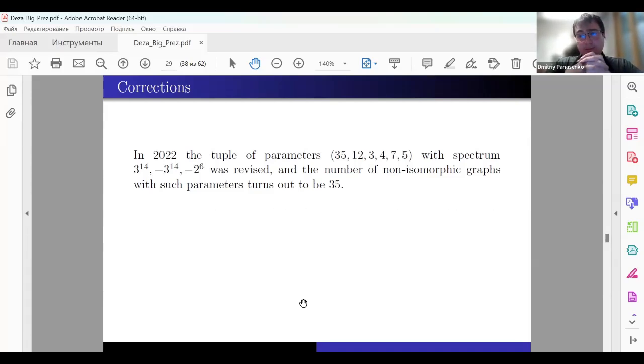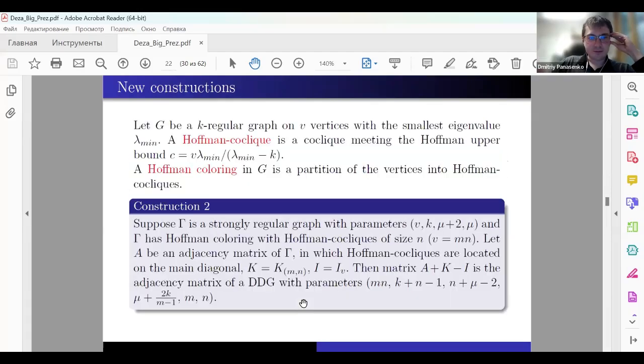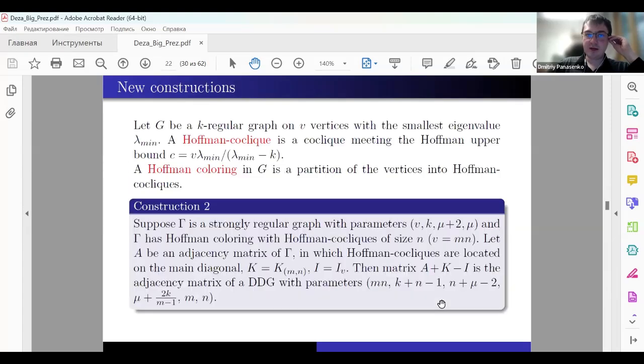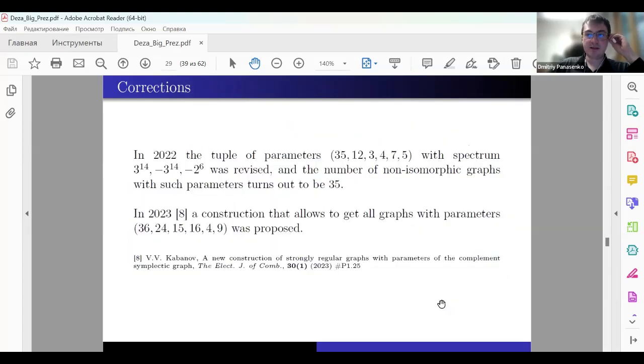The explanation is that we were not enumerating this particular set of parameters because in Meilenberg's master thesis, it was stated that there exist exactly 3,854 divisible design graphs with these parameters. So we decided to skip the enumeration for these particular parameters, but they revised it in 2022, and it turns out that only 35 graphs with these parameters exist.